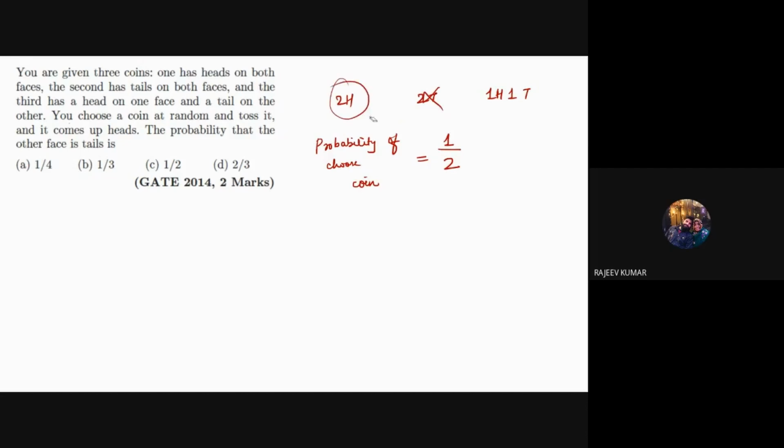So if 1 is head, what is the probability the second is tail? It is only 1, and total options are 2. You are left with two options because this thing has come. Okay, thanks for correcting. It comes up as head, so your correct option will be 1 by 2.